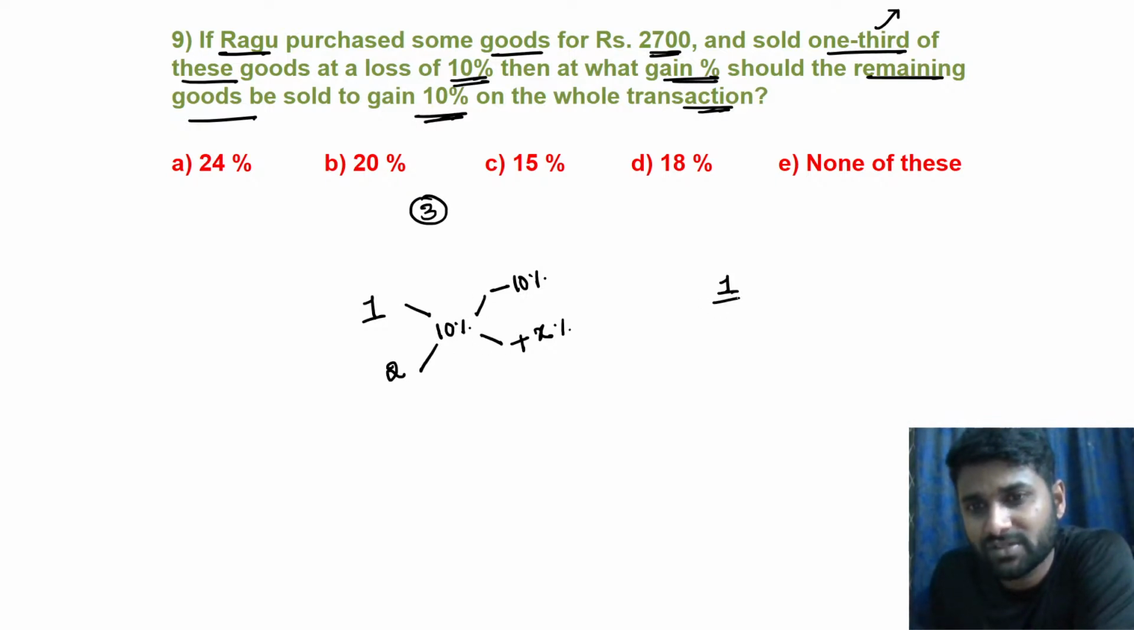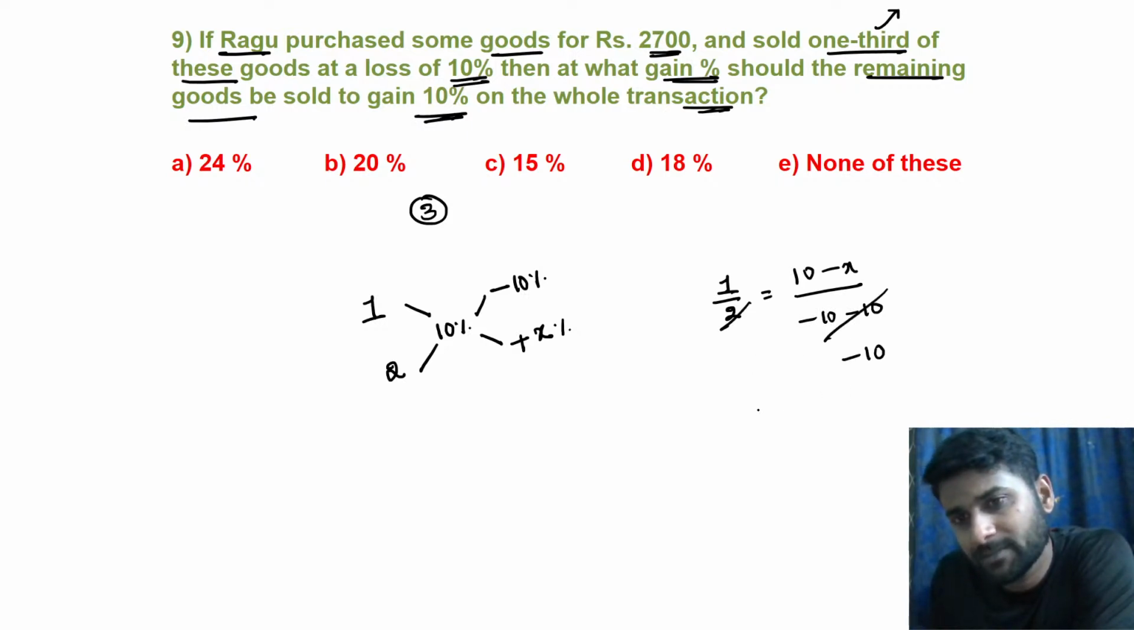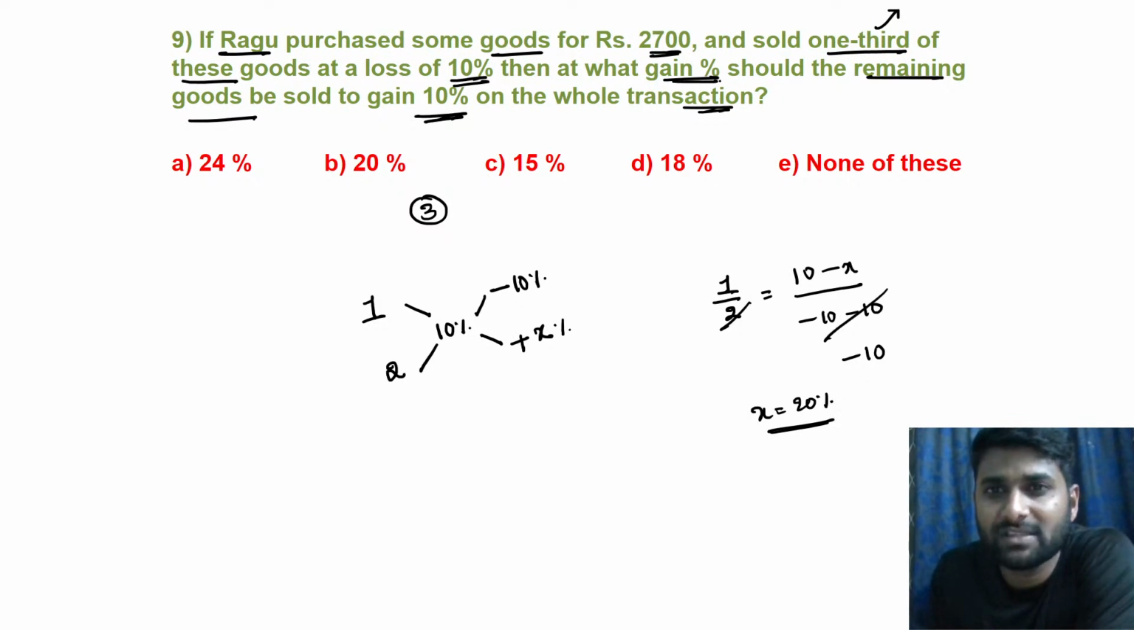Now the respective ratio: 1 by 2 is exactly equal to (10 minus x) divided by (10 minus of minus 10). So the value of x is equal to 20. Here's the question: what is the profit percentage at which he sells the remaining two goods? So you can choose your answer.